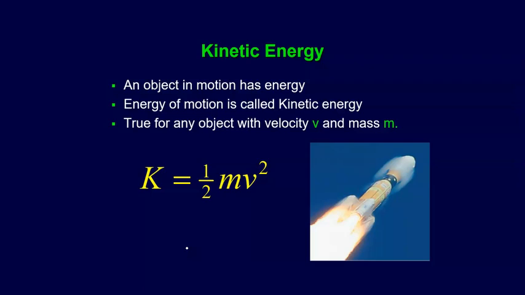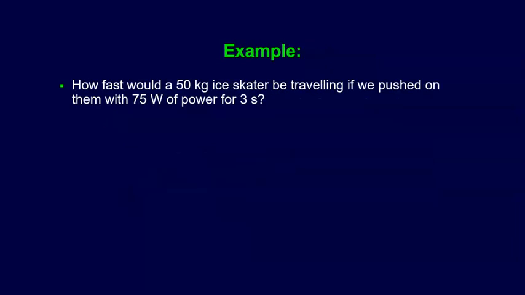Kinetic energy, as you remember, an object in motion has energy. We call this kinetic energy, and the equation looks like this here: 1/2 the mass of the object times the velocity squared of that particular object. Let's do an example just to refresh our memory a little bit.